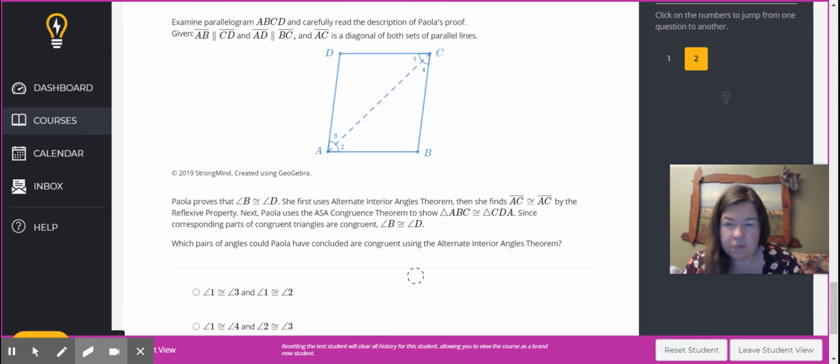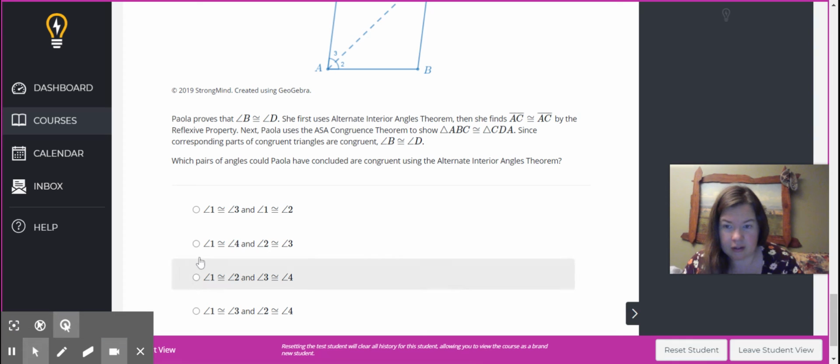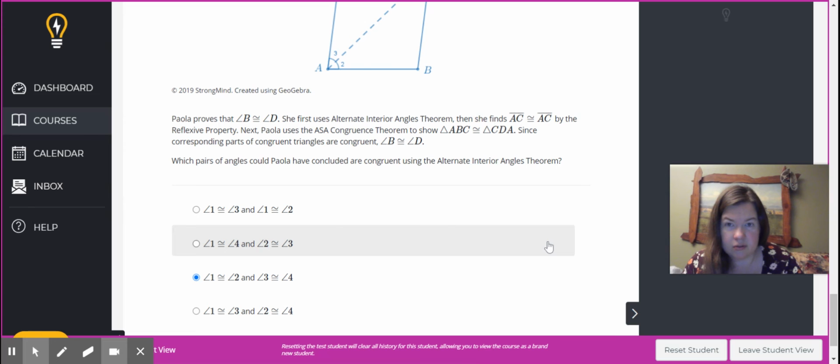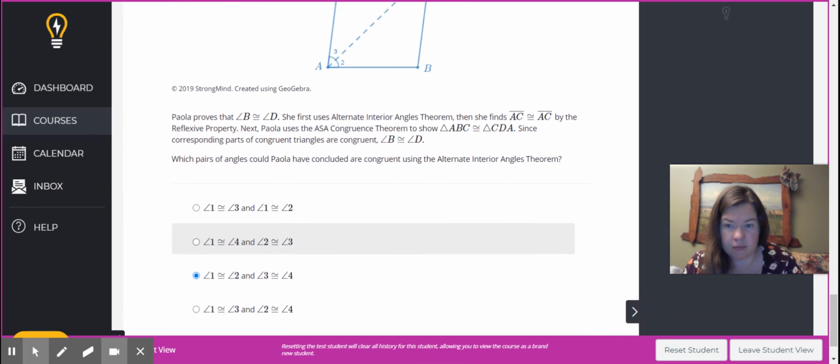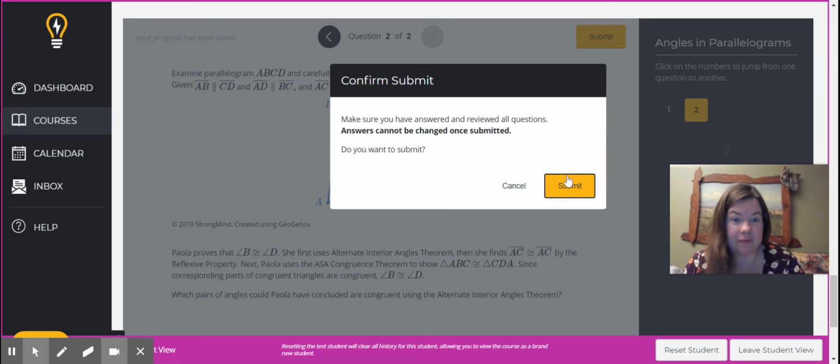Good. Which pairs of angles could Paula have concluded are congruent using the alternate interior angles theorem? Oh, I just talked about that. So it'd be 1 and 2 goes with 3 and 4. 1 and 2 goes with 3 and 4. There we go. Oh, well, it needs to be on regular click. Okay, 1 goes with 2 and 3 goes with 4. Good. All right, so that was workbook 17.